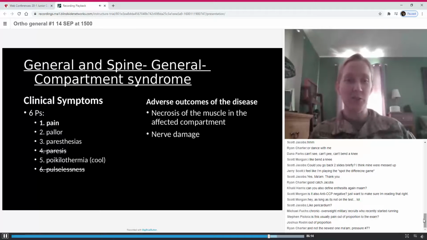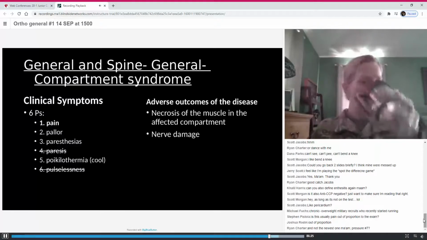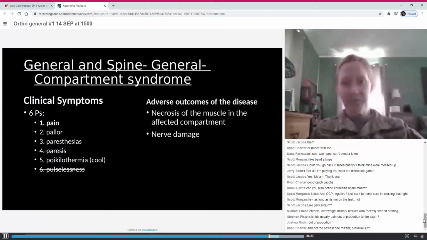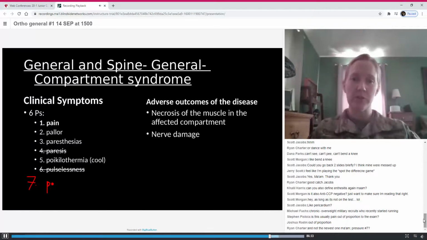Yes, so we can add pressure to that, and we'll talk about that. So I accept that as the 7th. The text doesn't use that one. I learned that one in residency. Charter's just saying that we now consider there to be a 7th one, and that's your pressures. And we'll talk about what that means on the next 2 slides.